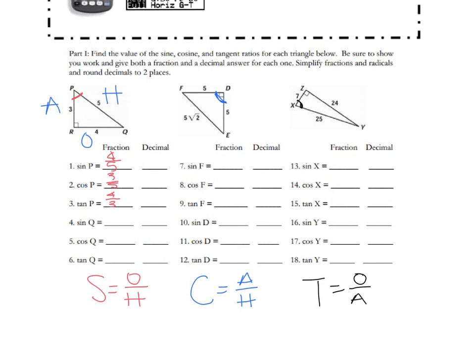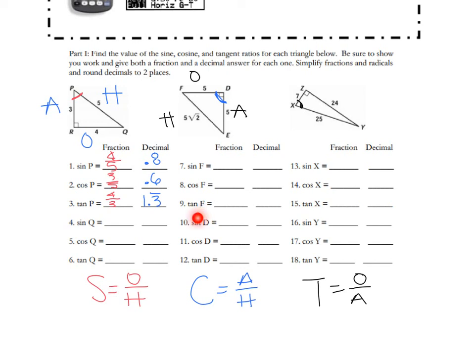And then the decimal versions of those are: 4 over 5 is 0.8. 3 over 5 is 0.6. And 4 over 3 is 1.3 repeating.